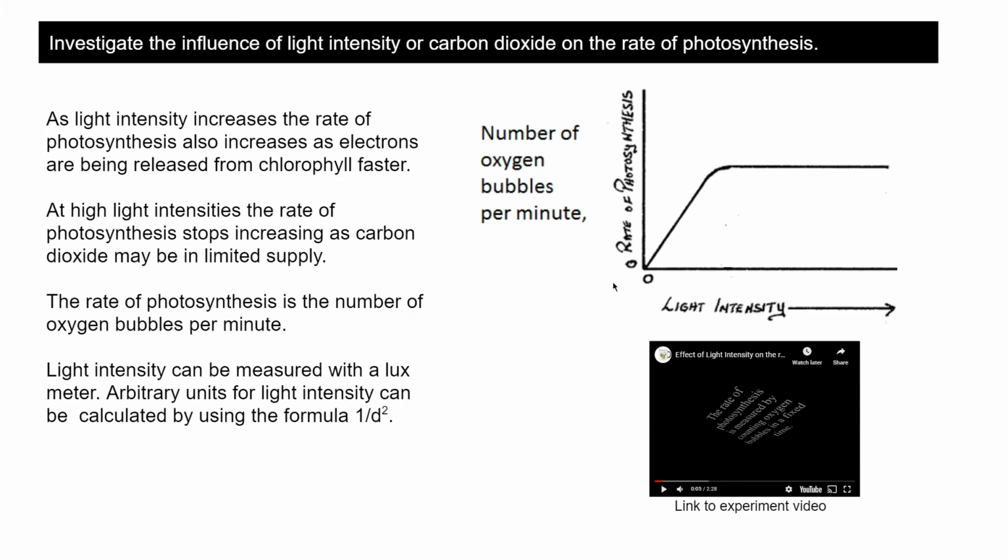As light intensity increases, the rate of photosynthesis also increases as electrons are being released from chlorophyll faster. At high light intensity, the rate of photosynthesis stops increasing. So when it's super bright, the plant will eventually reach a maximum. It's not going to photosynthesize any faster because something is limiting it. It could be limited by the amount of carbon dioxide available.